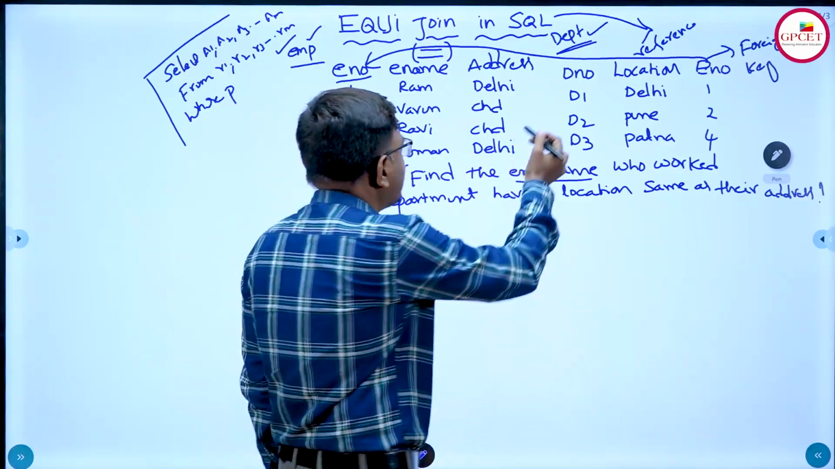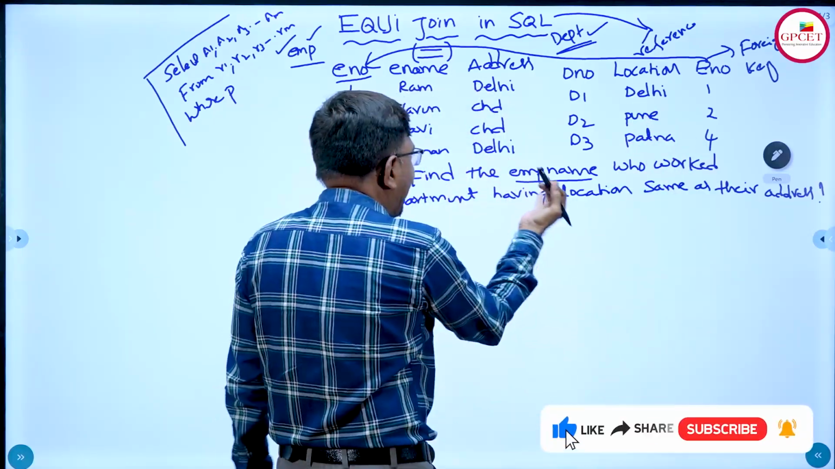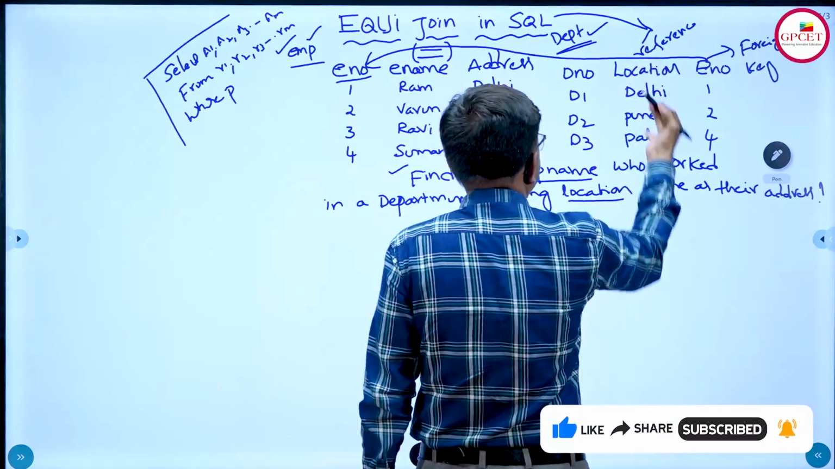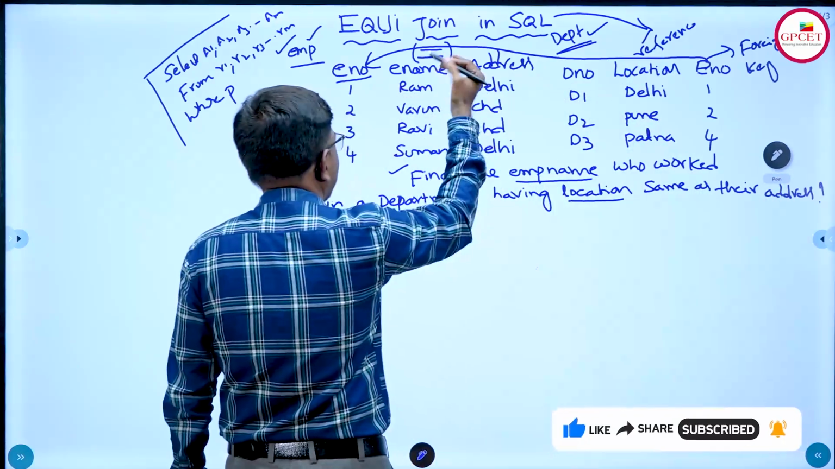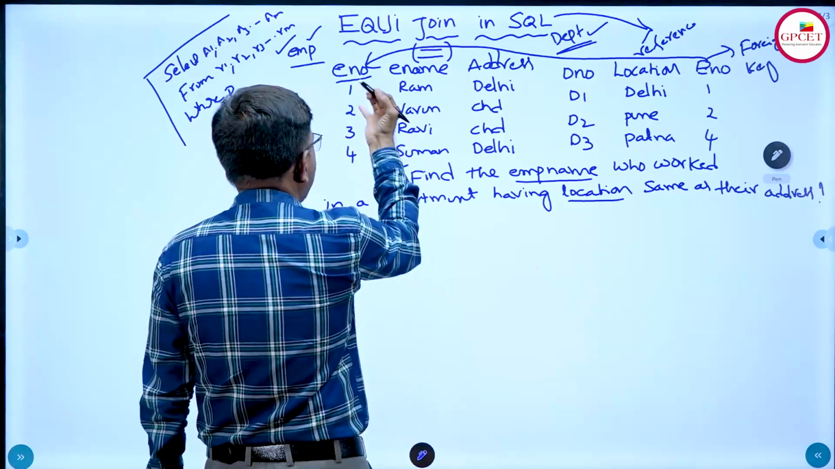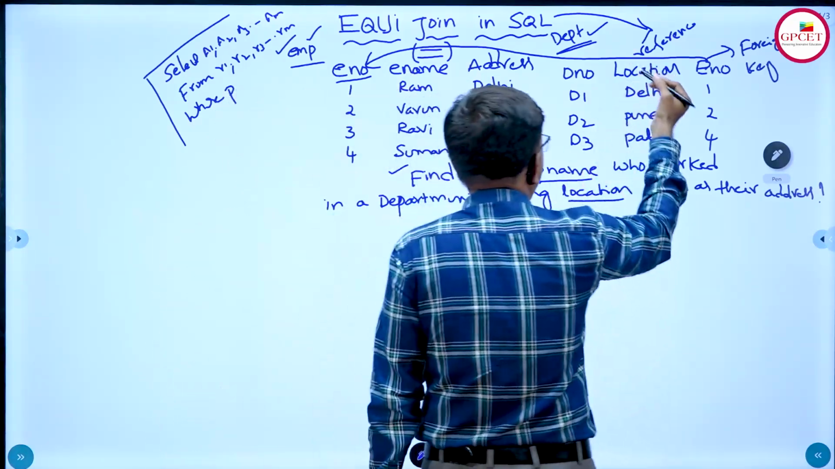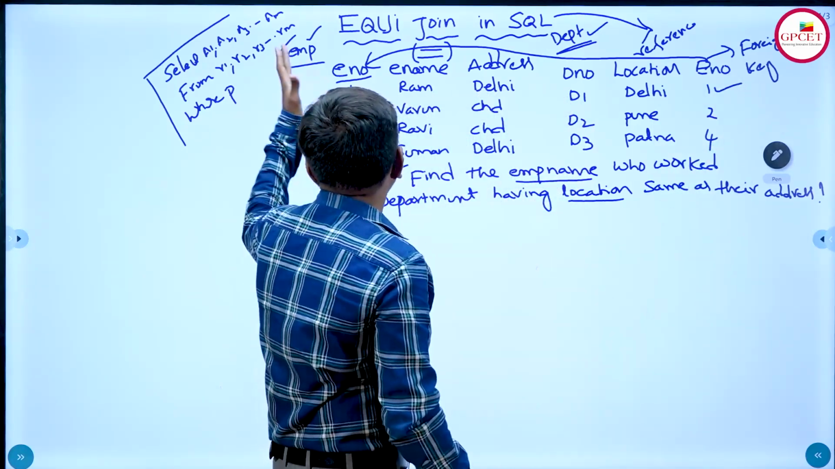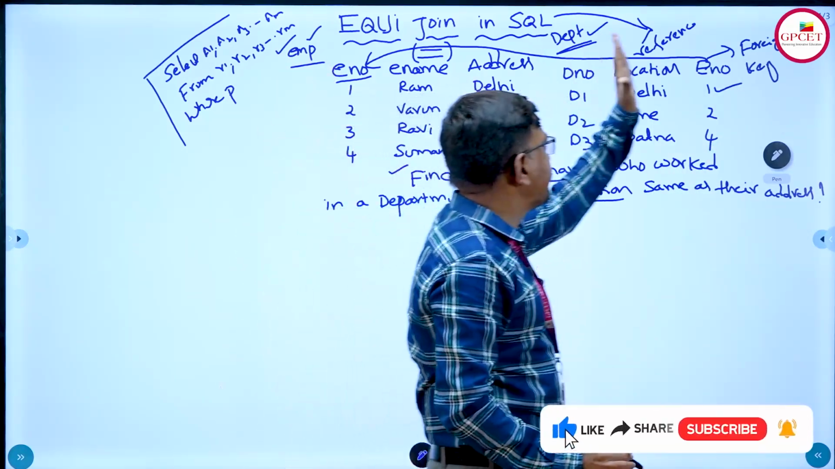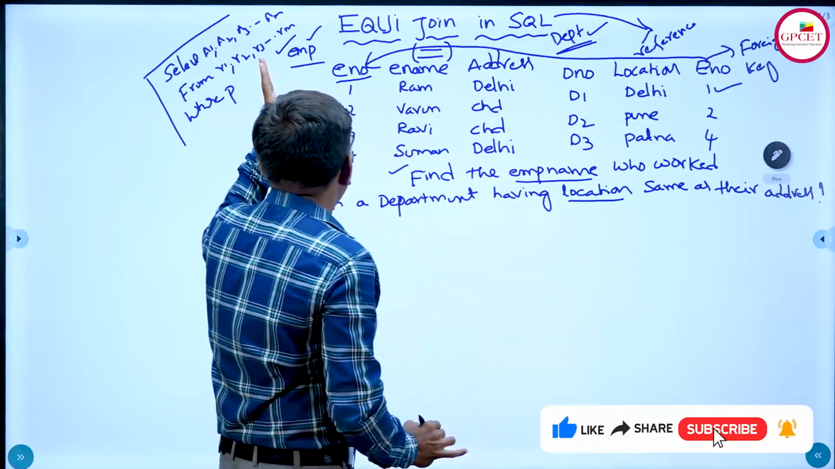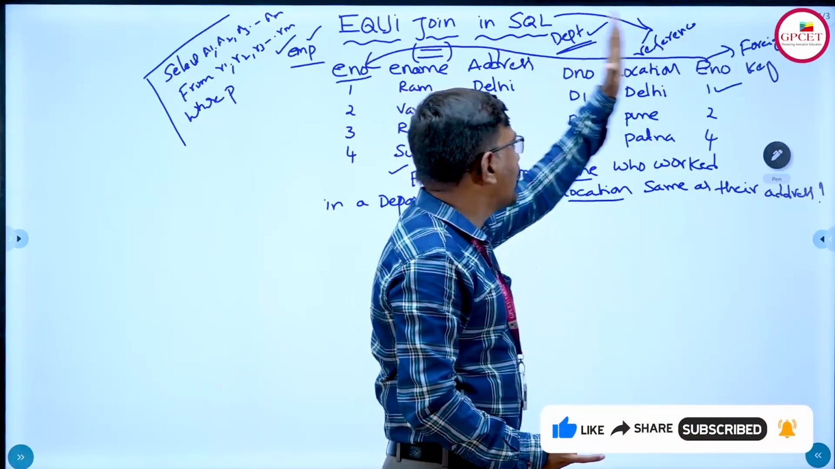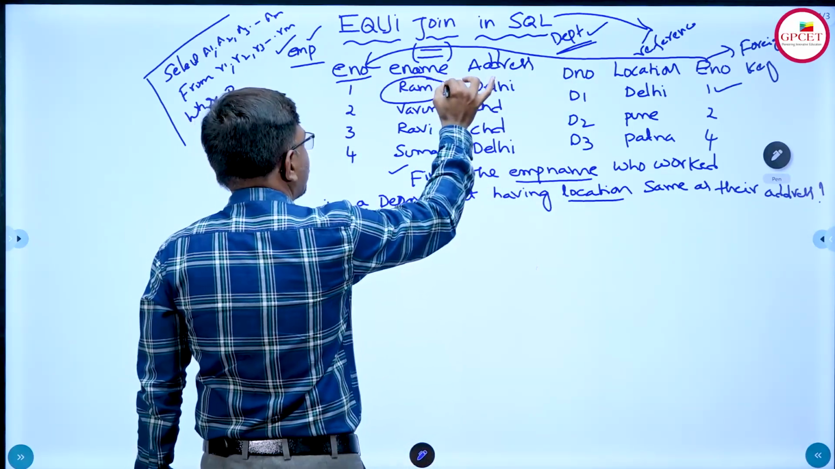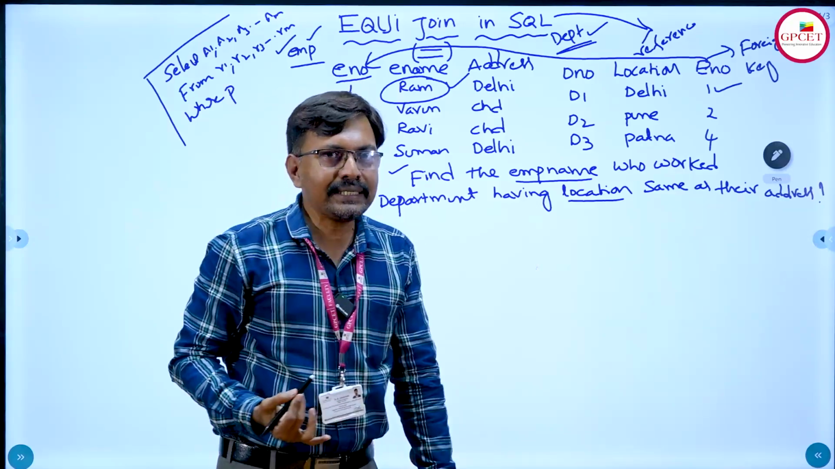And what else is here? Who worked in a department having location same as their address. Observe here: 1, RAM, Delhi, and in the department table the location is D1, Delhi. That's why we match employee number equal to department employee number, and employee address equal to department location. That's why we get the output RAM. That is the Equi Join.